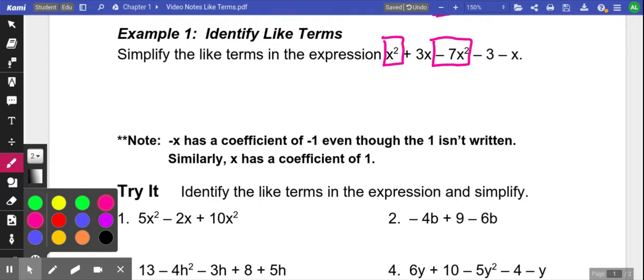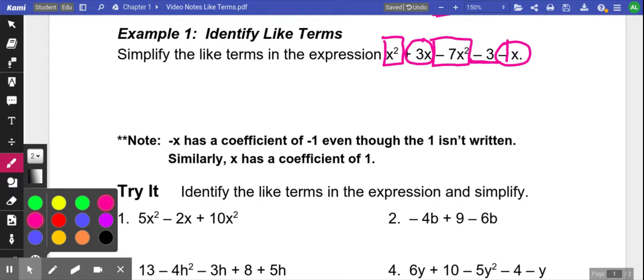Then, let's see, I have a 3x term. Why don't I circle my x term? So I've got plus 3x and a negative x. Remember, if it helps, you can draw that little 1 right there, because that's what that's saying, negative 1x. Then, very last thing, I've got a constant. That's what we call a number with no variable attached, just a constant. Let's underline that. And don't forget that negative 3 that's attached. Don't just change that to 3.